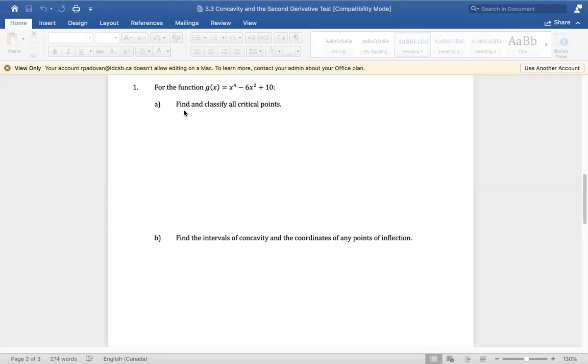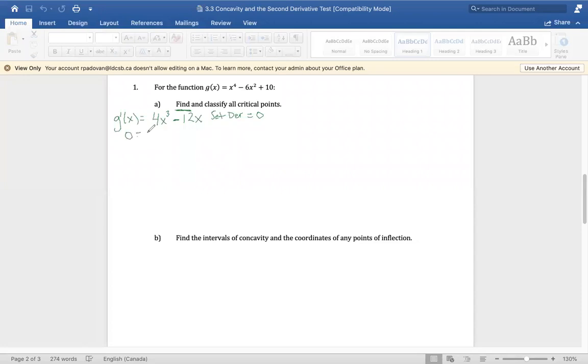To find them, I need to set my derivative equal to 0. So first I need to get the derivative. I'm going to go way over here, try to make sure I have room. So that would be 4x cubed minus 12x, and then plus 0. That's really all I would have. Then, same as before, I set the derivative equal to 0, and that's how I will find my critical numbers. Then to get the points, I'd have to sub into the original to get y. But let's go step by step here.